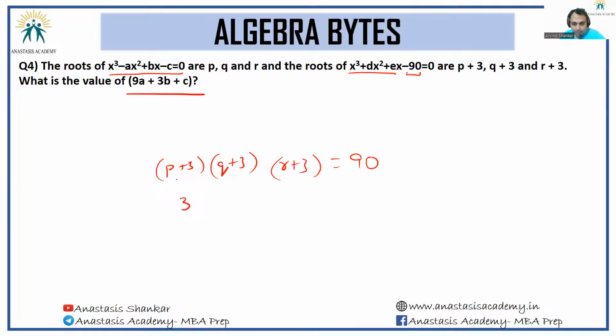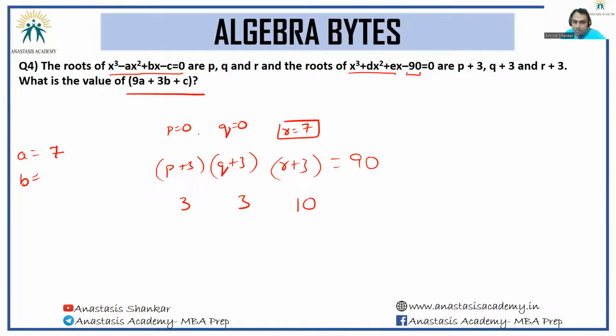So I'm taking this bracket is giving me 3, this bracket is giving me 3, this bracket is giving me 10, 3 into 3 into 10, 90, which would mean p is equal to 0, q is equal to 0, and r is equal to 7. Because of that, what happens is a is nothing but sum of these three roots. Sum of these three roots is 7.